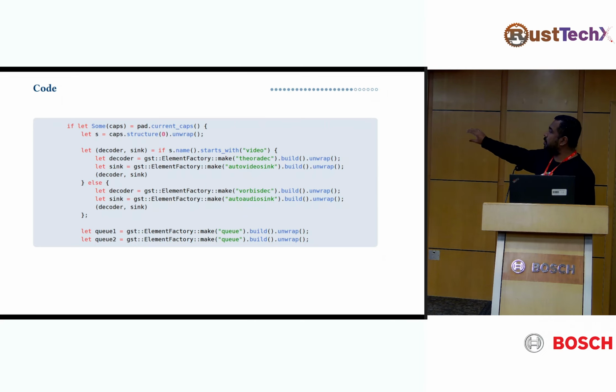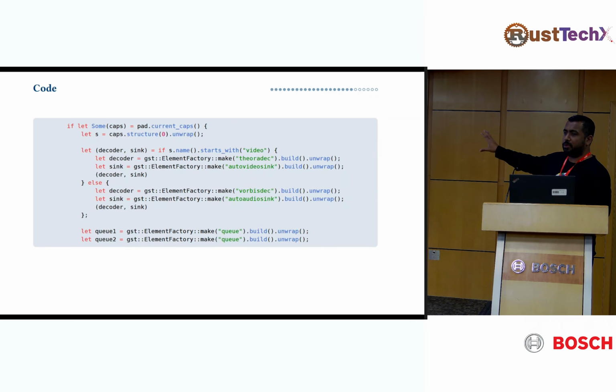So if there is a video, I plug in the video decoder or the video sync. If it's going to be an audio, I plug in the audio decoder and the audio sync. The specific names that you see, Theora and Vorbis, they are decoders specific to the OGG encoding. If this was something else, it would be something else, but that's not very important right now.